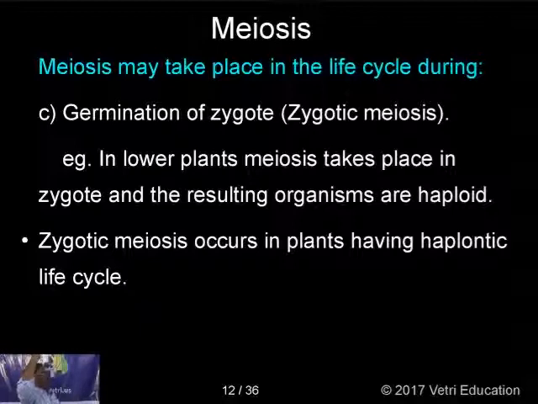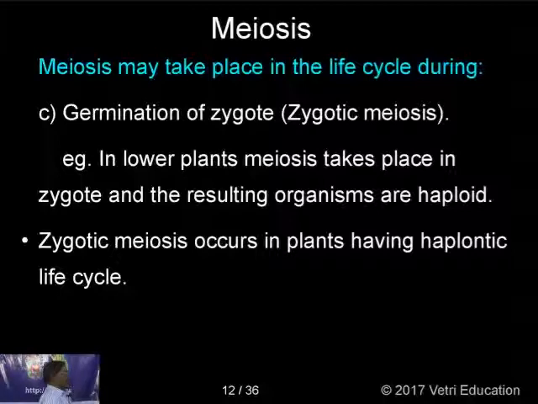The third one is the germination of the zygote. During the germination of the zygote, the meiosis takes place. That is called zygotic meiosis. For example, in lower plants, especially Chlamydomonas, the meiosis takes place in the zygote and the resulting organisms are haploid. Zygotic meiosis occurs in the plants having a haplontic life cycle.